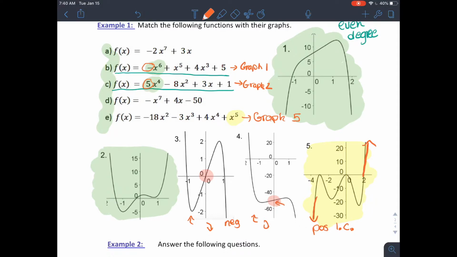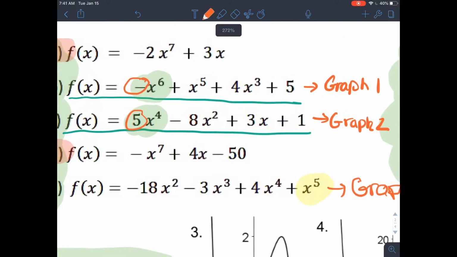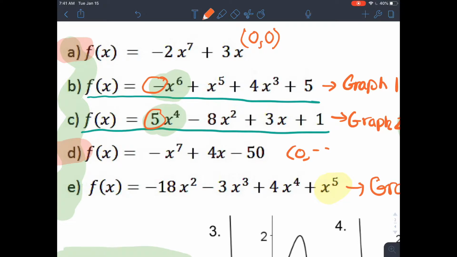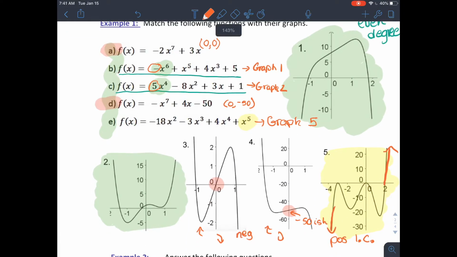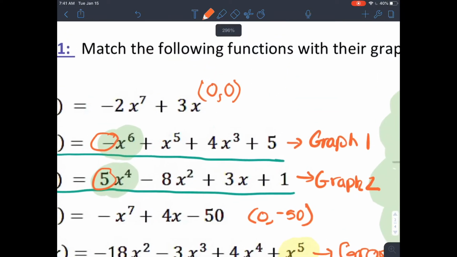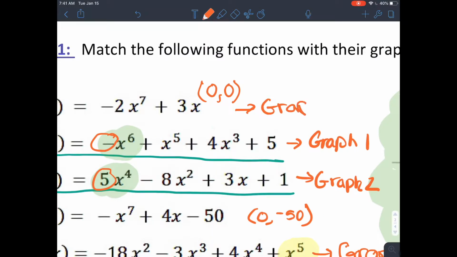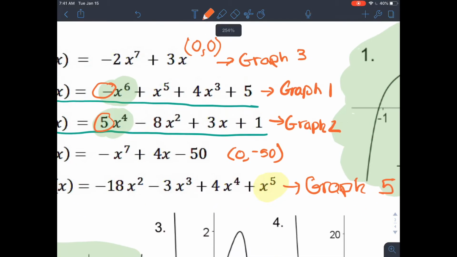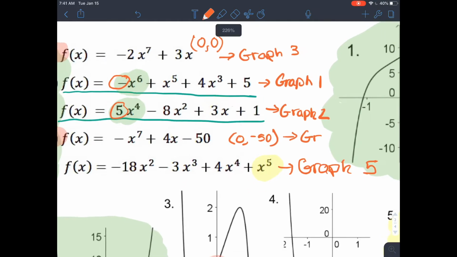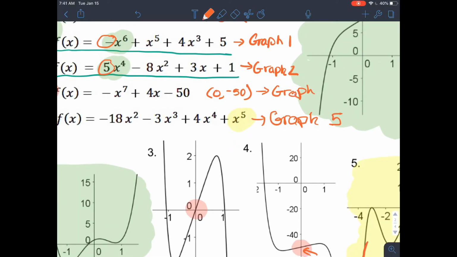So if you look at your remaining polynomials and think about plugging in 0 for x to see where it's going to cross your y-axis, if you plug 0 in for x on A, you're going to have that graph pass through the point (0, 0). If you plug 0 in for x on your other polynomial D, you're going to get negative 50. So matching those points to the appropriate graphs, A is going to have to be graph 3 because it goes through (0, 0), and D is going to have to be graph 4 because it has a y-intercept of negative 50.